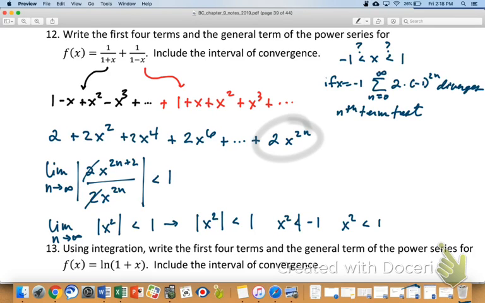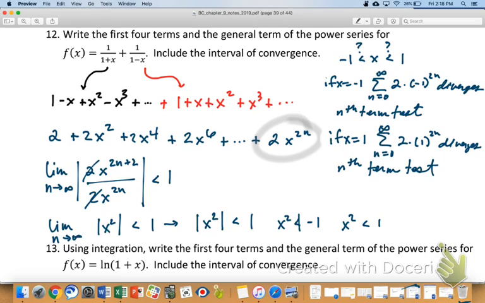Yeah. And then if you can see that, you can probably see that we get similar behavior at 1. So 2 times 1 to the 2n also diverges for the same reason, nth term test. So I'd go back and I would erase those little question marks. That's my interval of convergence. All right. Questions?